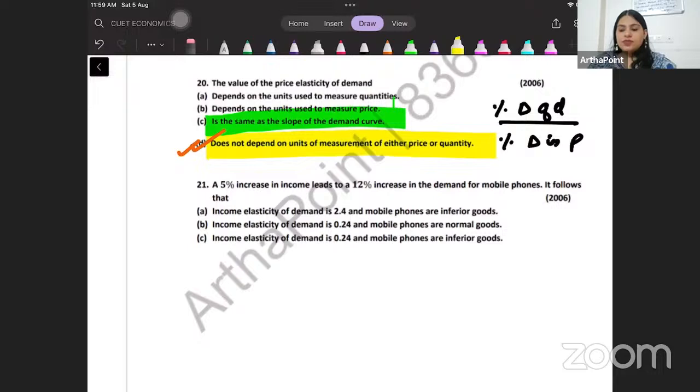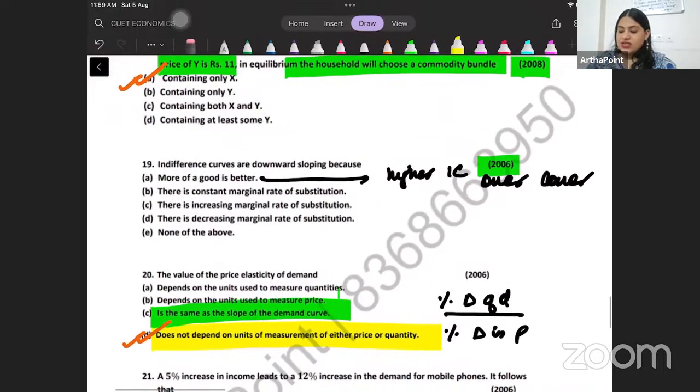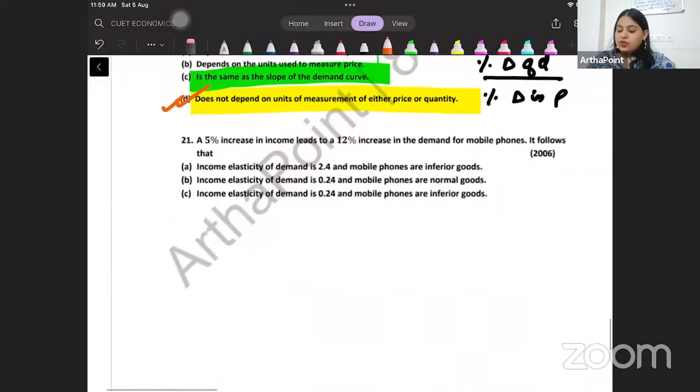So next question says, so you're correct, beta. In the last one, the answer is going to be none of the above. Decreasing MRS is going to imply convexity. This is an answer for convexity. Okay, come to the next question.